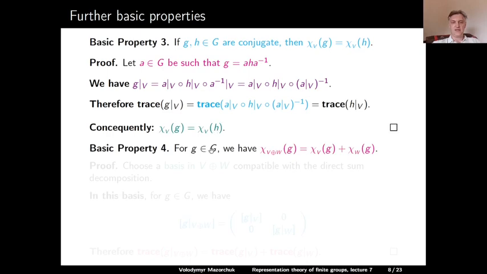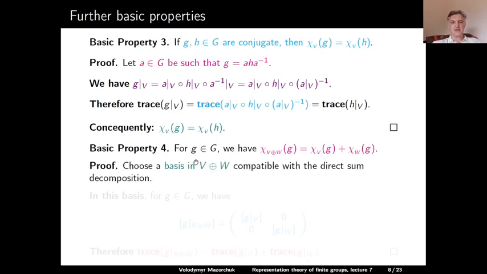For any element g in G, we have that the value of the character of the direct sum V and W at g is equal to the sum of the value of the character of V at g and the value of the character of W at g.